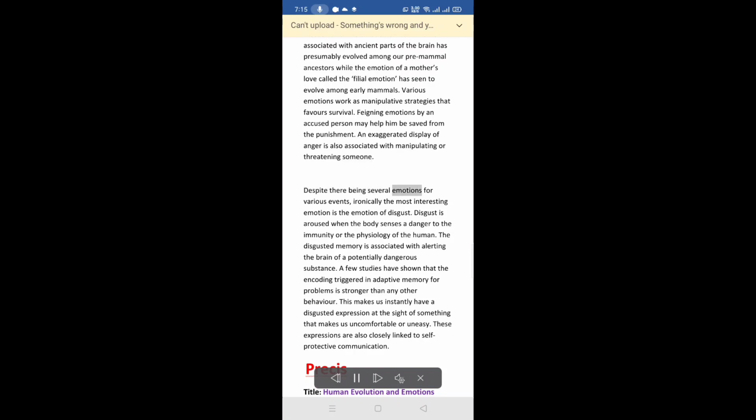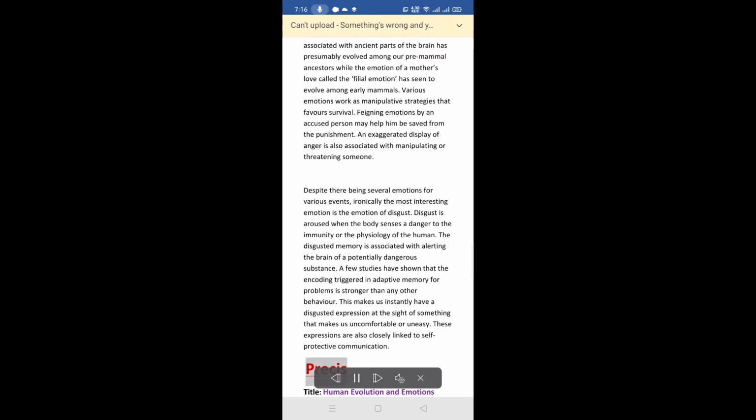Despite there being several emotions for various events, ironically the most interesting emotion is the emotion of disgust. Disgust is aroused when the body senses a danger to the immunity or the physiology of the human. The disgusted memory is associated with alerting the brain of a potentially dangerous substance. A few studies have shown that the encoding triggered in adaptive memory for problems is stronger than any other behavior. This makes us instantly have a disgusted expression at the sight of something that makes us uncomfortable or uneasy. These expressions are also closely linked to self-protective communication.